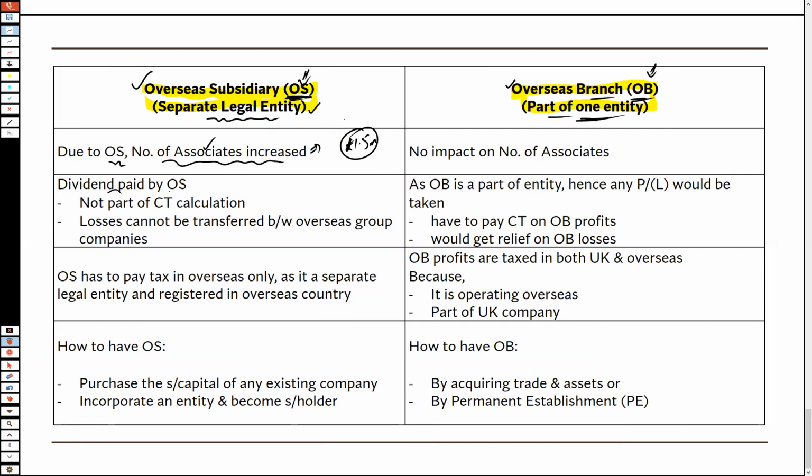Number two, dividends paid by an overseas subsidiary are not part of the corporation tax calculation in UK because it's a separate legal entity. This company would be paying tax in the other country in which it is registered. And the other implication is that losses cannot be transferred between overseas group companies. Although it's a group company and a subsidiary, we still cannot adjust losses. In the group loss group definition, overseas subsidiaries are included, but for practical loss adjustment, losses cannot be transferred between overseas group companies.